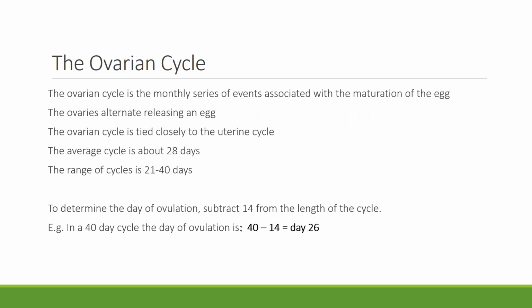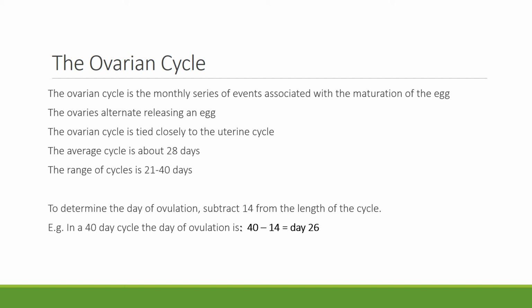The ovarian cycle is that series of monthly events that's associated with the maturation of the egg. Normal human females have 2 ovaries, and the ovaries alternate releasing an egg. The ovarian cycle is tied very closely to the uterine cycle, and we'll talk about that in just a minute.